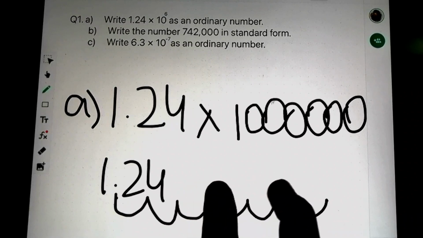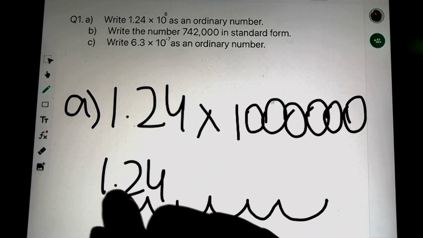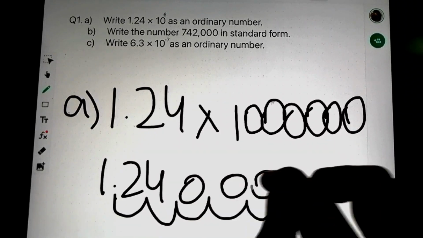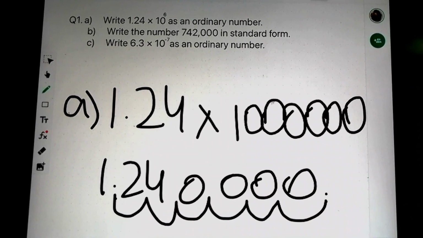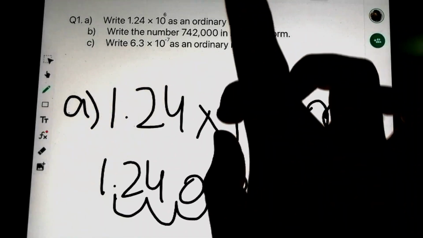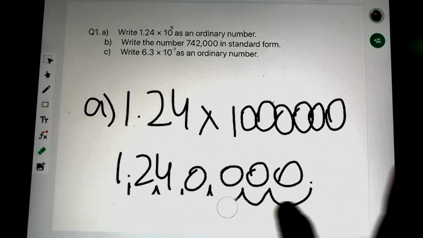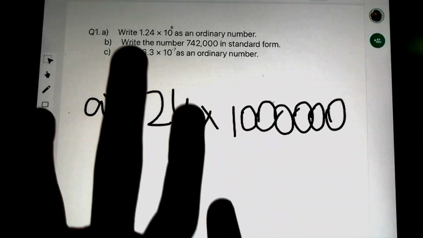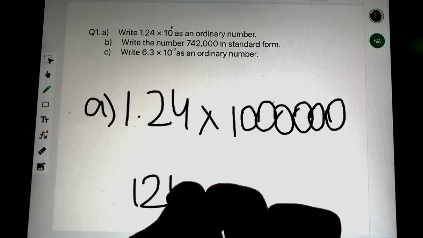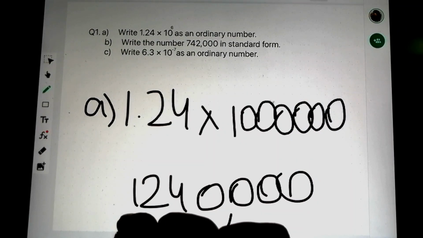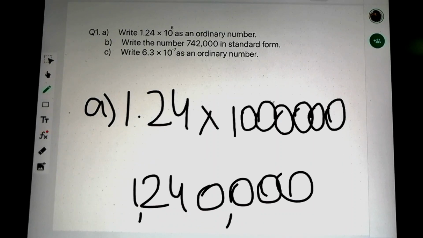Now in these free spaces, we'll simply write 0. If there's not a number there, we'll write 0. So 0, 0, 0, 0. And our decimal point will come here, right? So our new number is 1,240,000. So 1.24 million. That's the ordinary number. So that's the answer to part A.